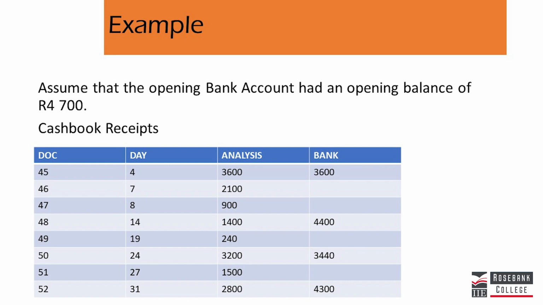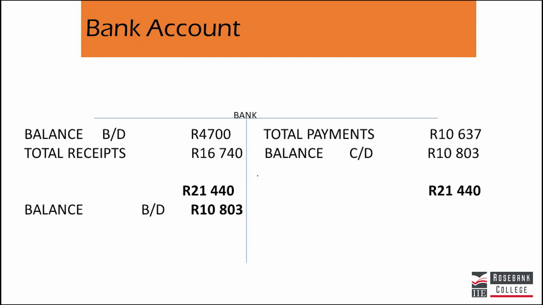Step 3. Totals for all journals are as follows. CBR, the total is 16,740, and for CBP, 10,637. After totaling our journals, we need to balance our bank account to check if the balance brought down balances with the one on the bank reconciliation statement or not.